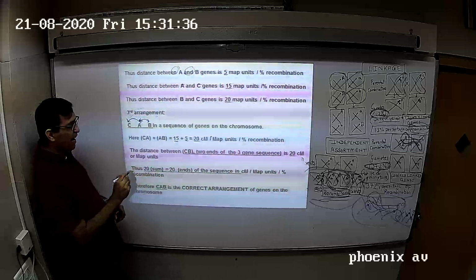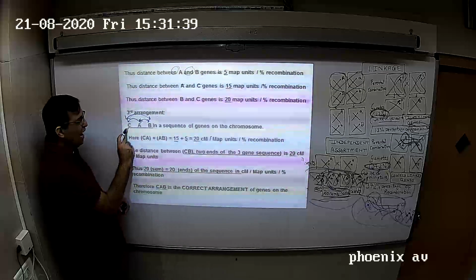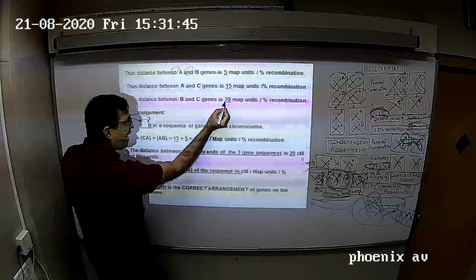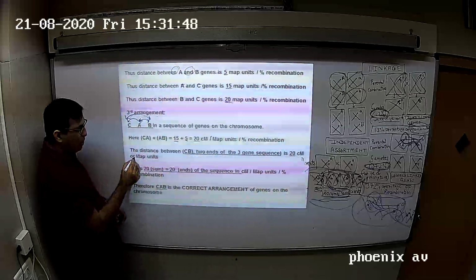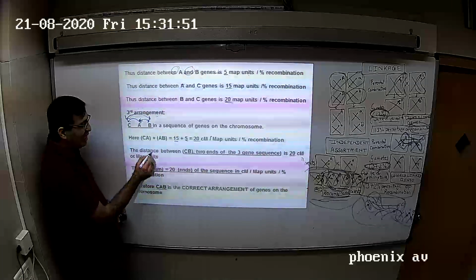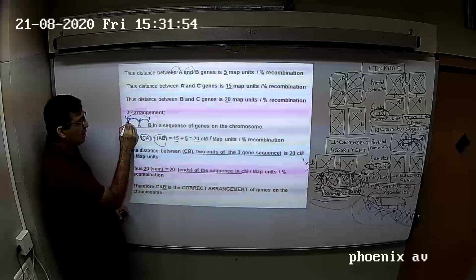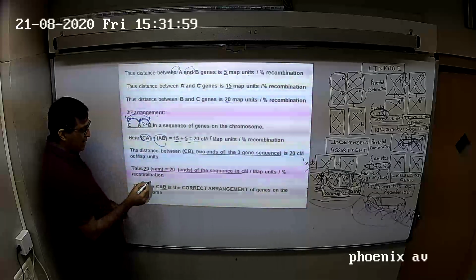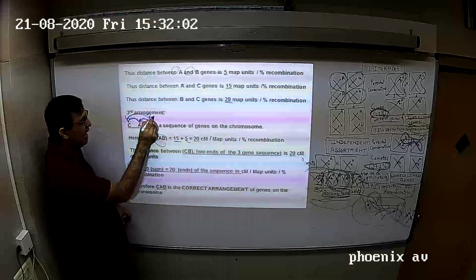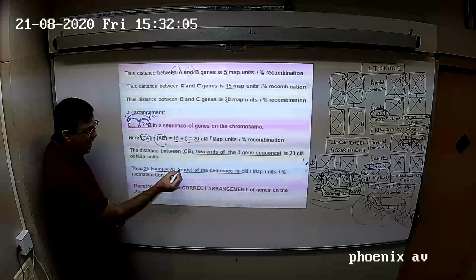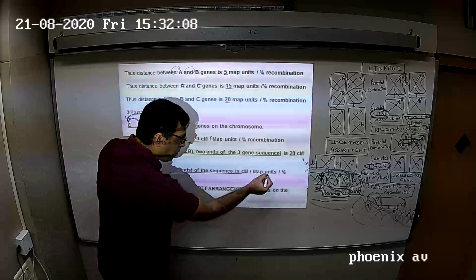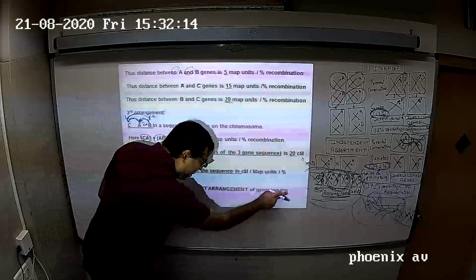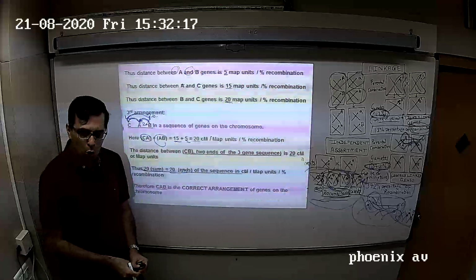And the distance between C and B, the two ends of the 3 gene sequence, is how much? 20 map units. Hence, the sum of AC and AB is 15 plus 5, 20. And the distance of CB is 20. So 20 equals 20 centimorgan or map units or percentage recombination. Hence CAB is the correct arrangement of genes on the chromosome.